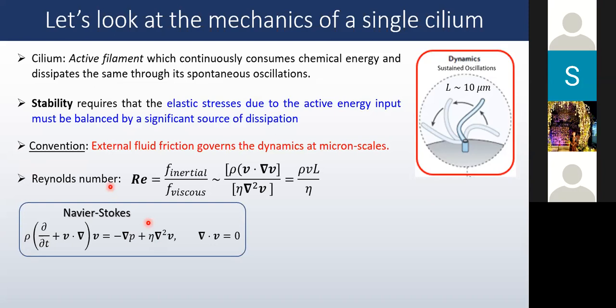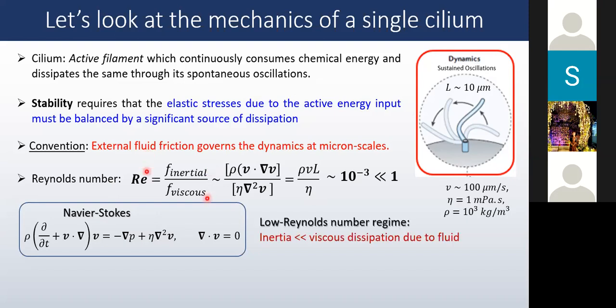If I do a dimensional analysis of this and this term, I get rho V L by eta, where rho is the density of the fluid, eta is the viscosity, and V and L are the characteristic velocity and length scales of the system. In my case, it's the cilium that I'm talking about. If I put in the numbers, because I know my system, I will get a number which is much, much less than 1. If it is much, much less than 1, it is understandable that the inertial forces are much less than the viscous forces. And this is the low Reynolds number regime.